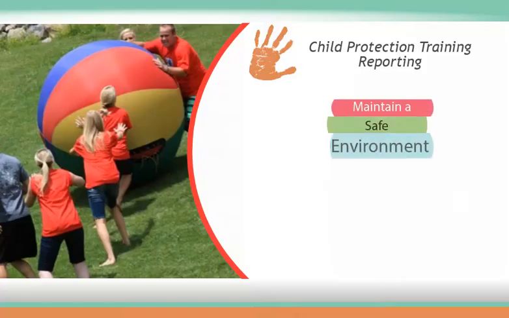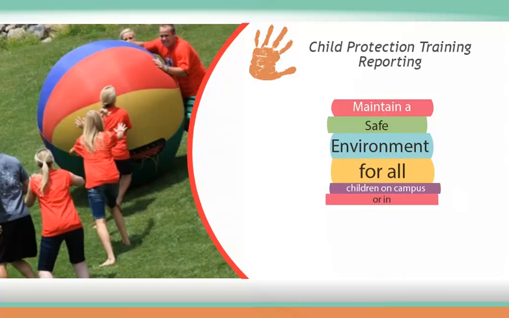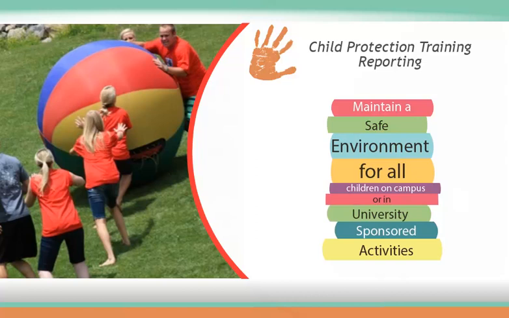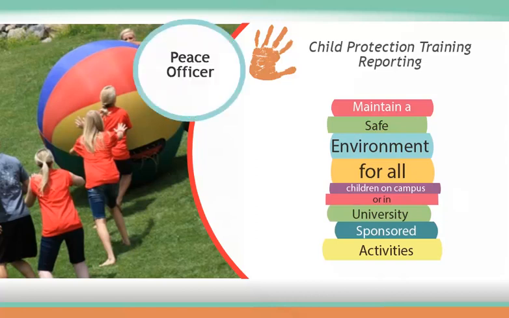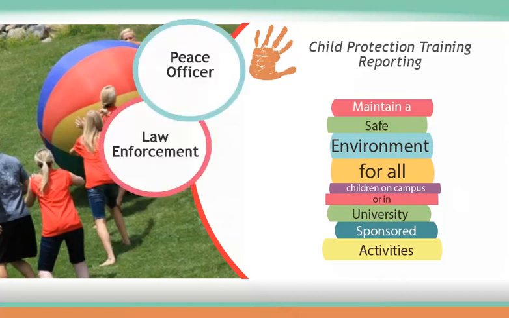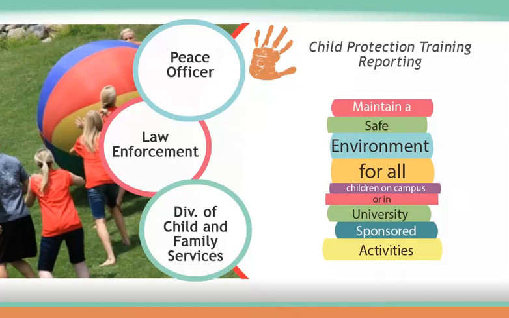The university is committed to maintaining a safe environment for all children on campus or who are participating in university-sponsored activities. Consistent with this objective and with Utah state law, university personnel have a duty to immediately report to the nearest peace officer, law enforcement agency, or applicable office of the State Division of Child and Family Services any situation, whether on or off campus, in which they have reason to believe that a child has been subjected to abuse or neglect, or observe a child being subjected to conditions or circumstances which would reasonably result in abuse or neglect.